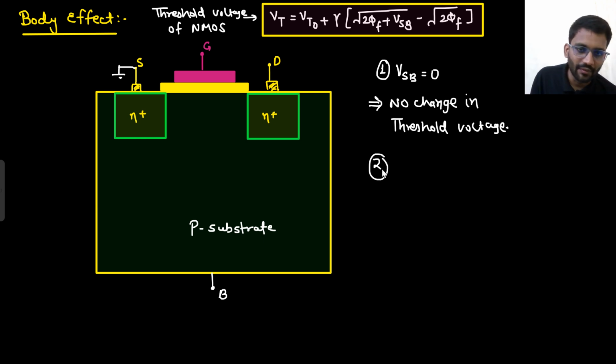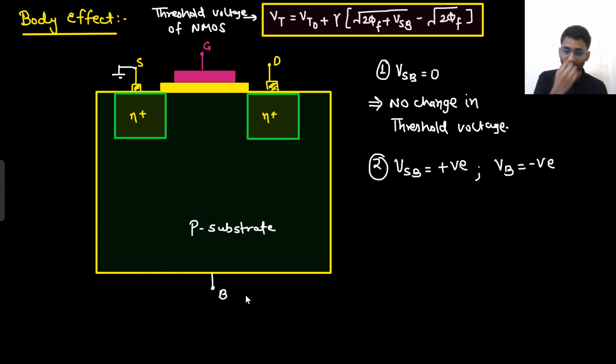Now I am saying my Vsb is positive. What do I mean by Vsb positive? That means my base potential is negative, because again I am taking source as a reference. According to that formula, what should happen? The threshold voltage should increase, and it will increase.